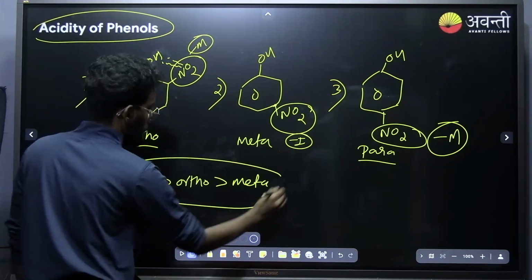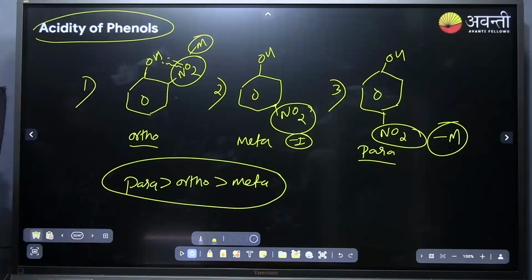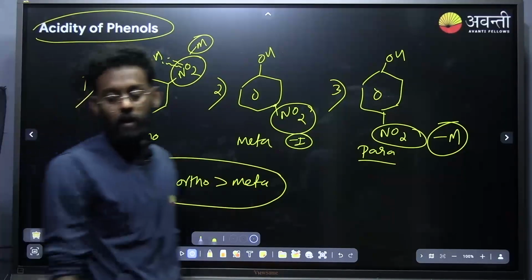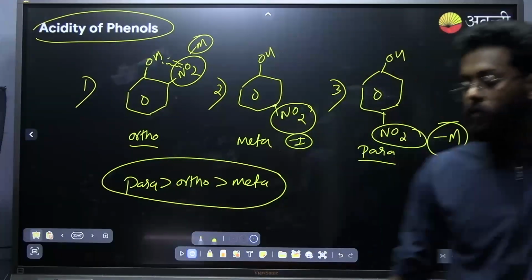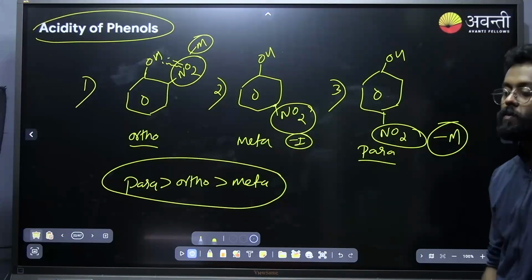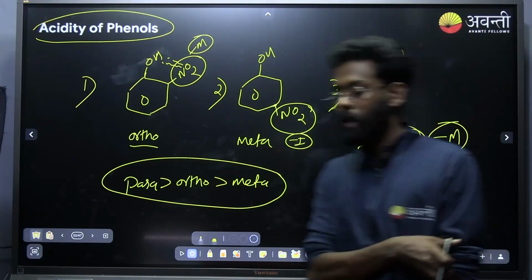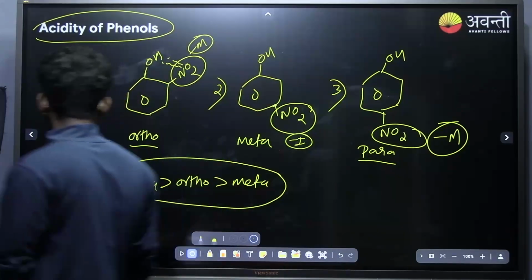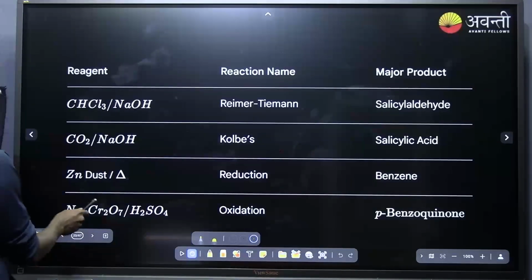This is the order or point you have noted down. Very good, Sakshi. Yeah, you said it correctly. Shall we move? Have you got the idea about acidity of orthonitrophenol, paranitrophenol and metanitrophenol? Yes, thank you.